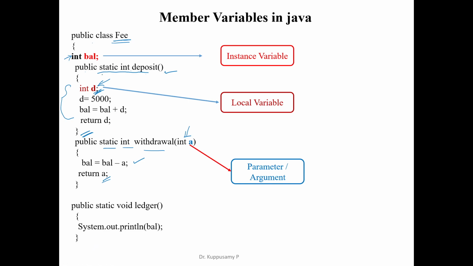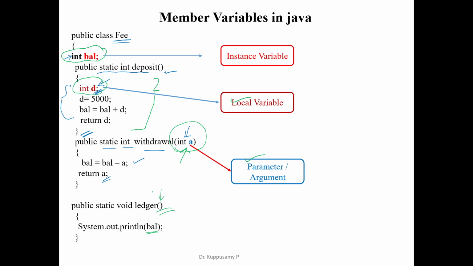One is the instance variable balance. Another one is a new variable declared only inside the method, so it is called a local variable. Then a new variable integer a is declared, which is passed as an argument, so it is called a parameter or argument. Then this one does not have any argument, it is just printing the balance.